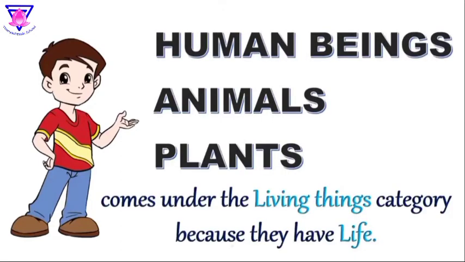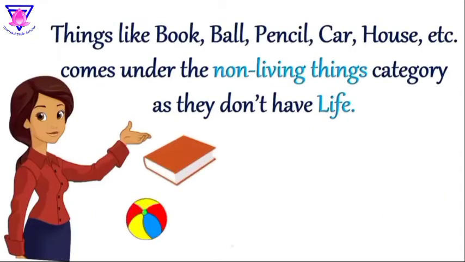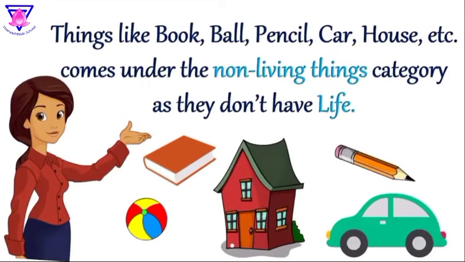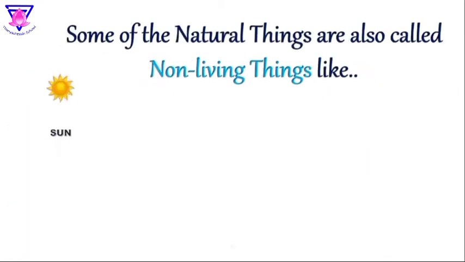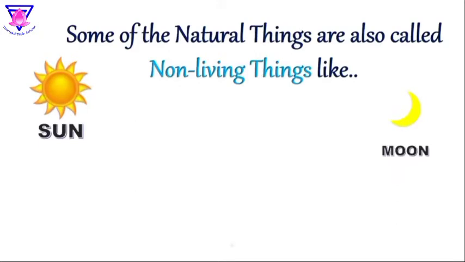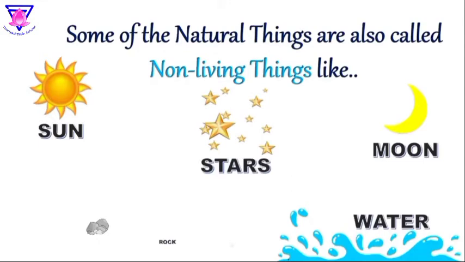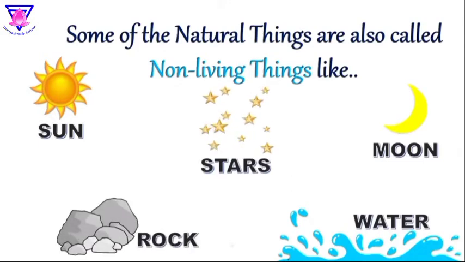Human beings, animals, and plants come under the living things category because they have life. Whereas things like book, ball, pencil, car, house, etc. come under the non-living things category as they don't have life. Some of the natural things are also called non-living things, like sun, stars, moon, rock, and water.